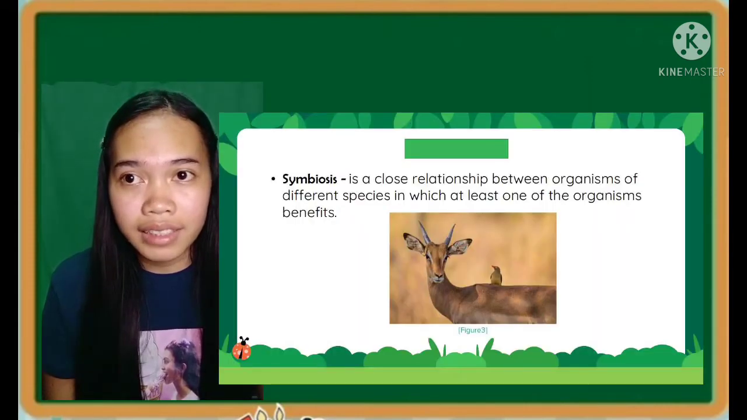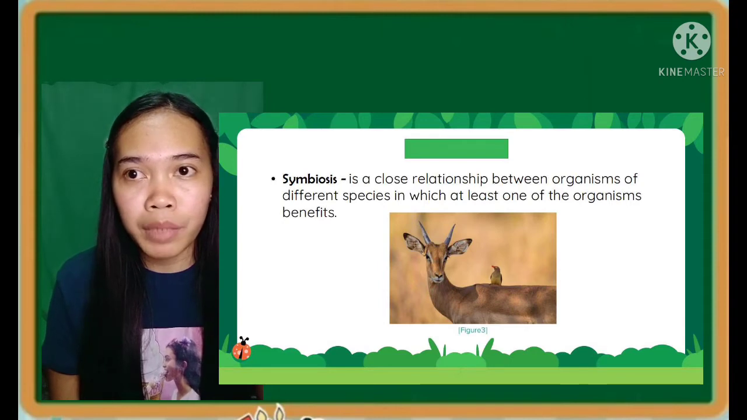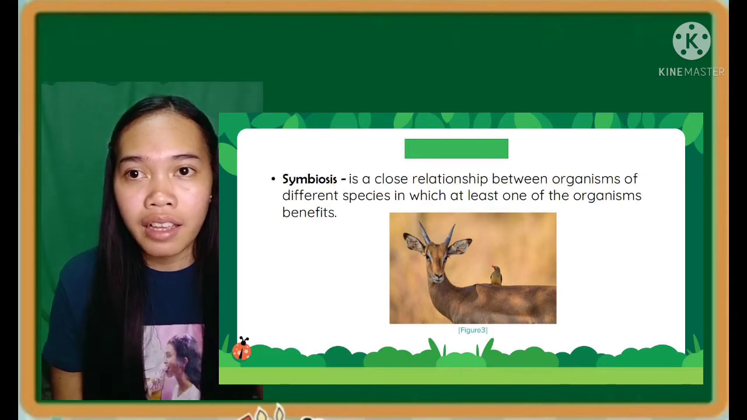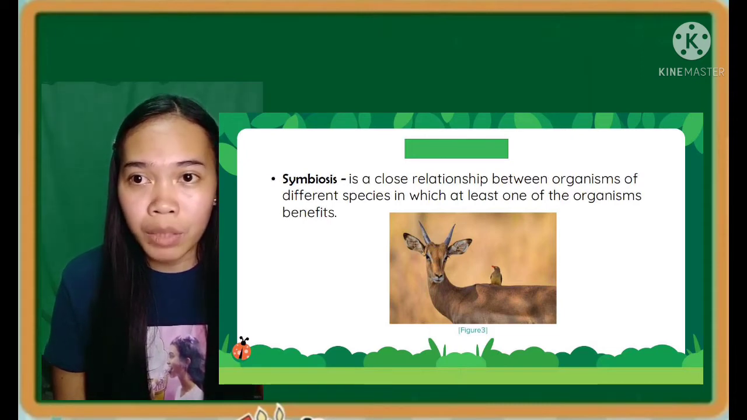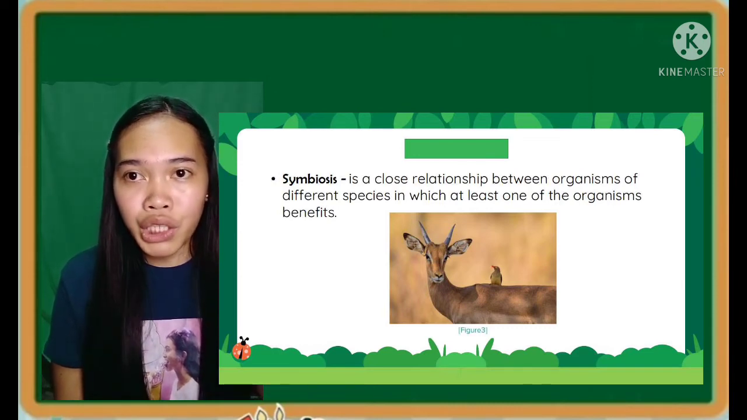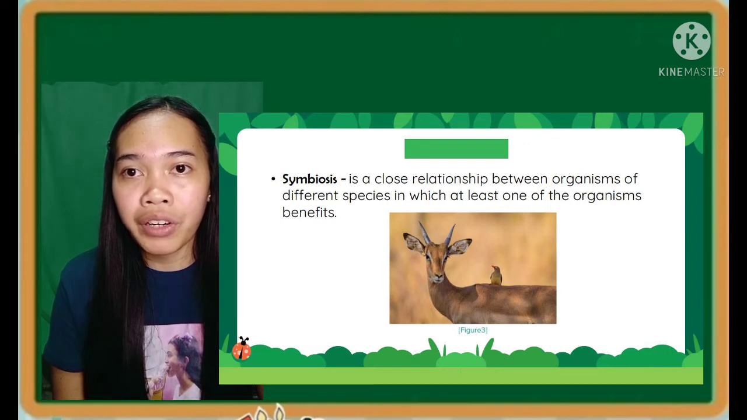Next is symbiosis. So what is a symbiotic relationship? Symbiosis is a close relationship between organisms of different species in which at least one of the organisms benefits. The other organism may also benefit. It may be unaffected by the relationship or it may be harmed by the relationship. So for example, look at the picture. The bird in the picture is able to pick out food from the fur of the antelope. The antelope won't eat the bird. In fact, the antelope knowingly lets the bird rest on it.